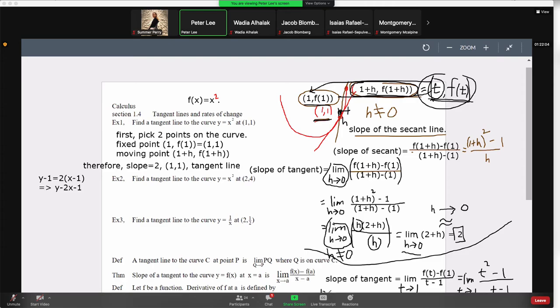This is the limit as t is approaching 1. What is t squared minus 1? t squared minus 1 is (t minus 1) times (t plus 1), then over t minus 1. This is what we get.